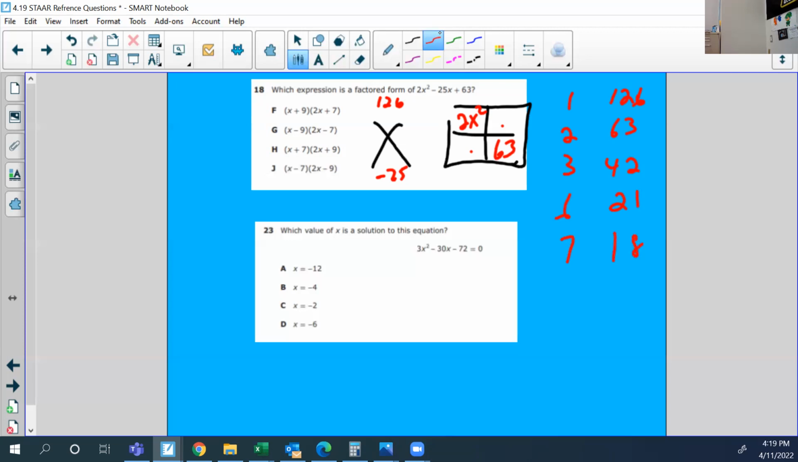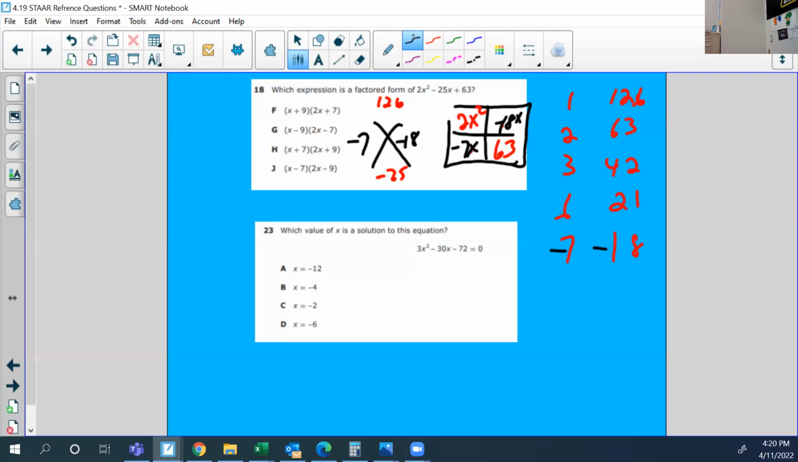That's close enough. Let's see. If I make this negative and this negative, and I add them, I get 25. Yep. But when I multiply, I get 126. All right, see, as I went along, I can do that check. So my side factors are going to be -7 and -18. So this becomes -7x and -18x.